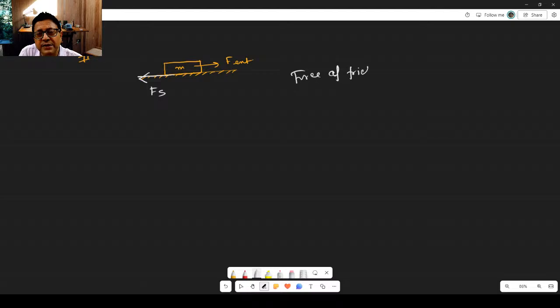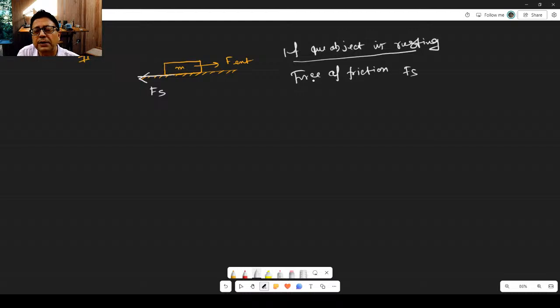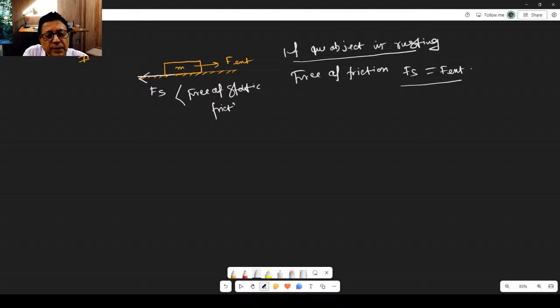Hope all of you are ready with pen and pencil and doing it with me. Quick revision of friction. Force of friction, if the object is resting, then force of friction Fs is balancing the external force. Okay? No external force, no force of friction, and this force of friction is known as force of static friction. Okay, as the object is resting, this force of friction is to be referred to as the static frictional force.